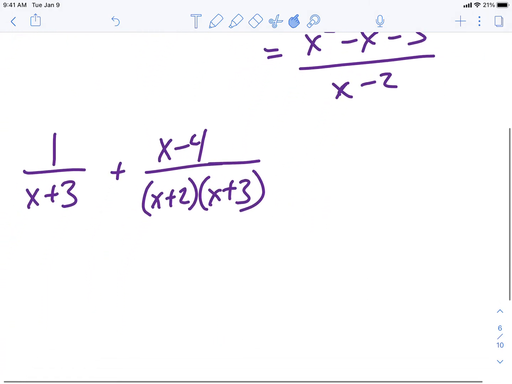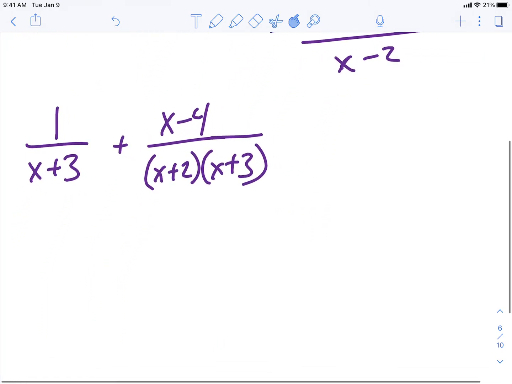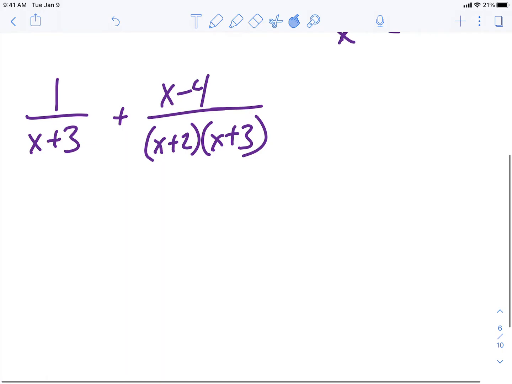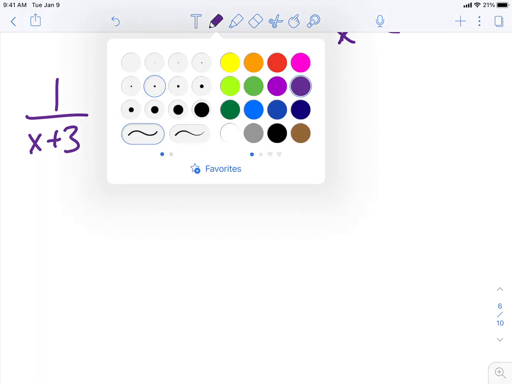Then the second part would be if the denominators don't match, you have to make them match. And so in this case, we've got everything factored out. We're trying to add these two. I notice that I've got a matching factor on both sides, this x plus 3, but I've also got this extra factor here, x plus 2.